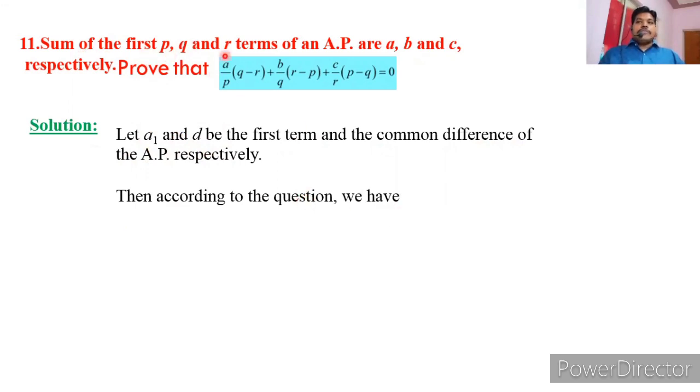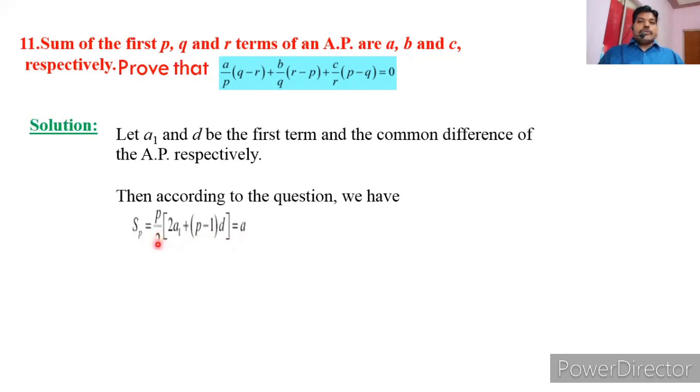Sum of p terms is a. So what is the meaning? Sp is equal to p by 2 into 2a1 plus p minus 1 into d, that is equal to a. So what is this meaning? Already you know the formula Sn. What is the Sn? Sn is equal to n by 2 into 2a plus n minus 1 into d. So Sn, but it is Sp. So in the place of n you have p, so it will become p by 2 into 2a1 plus p minus 1 into d, that is equal to a.